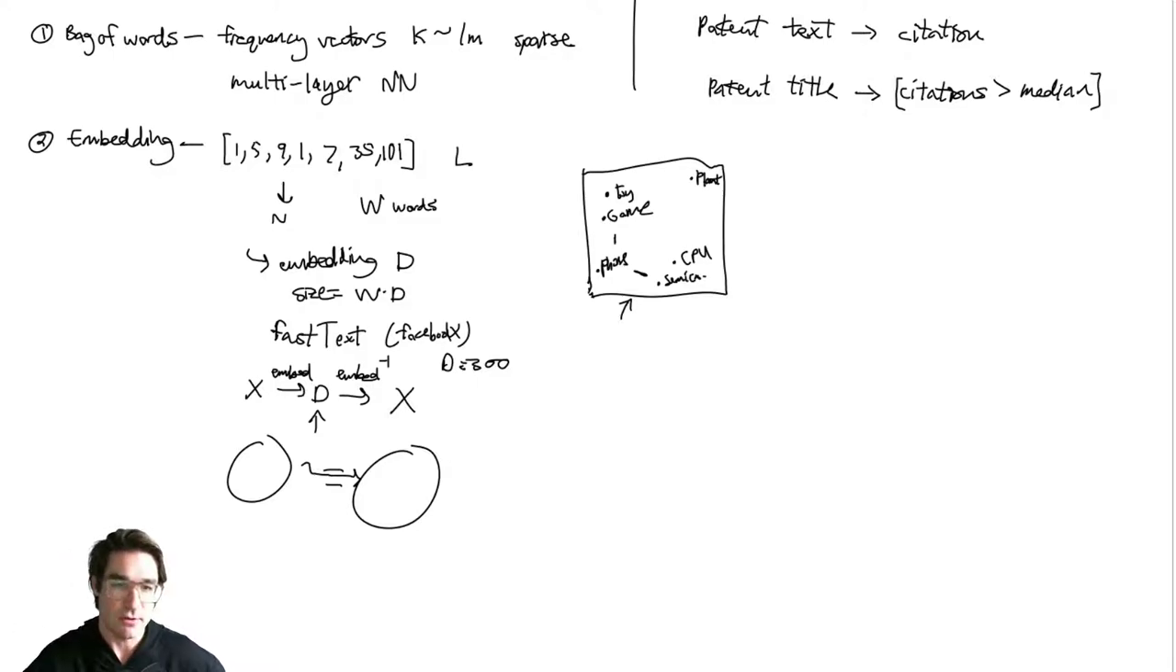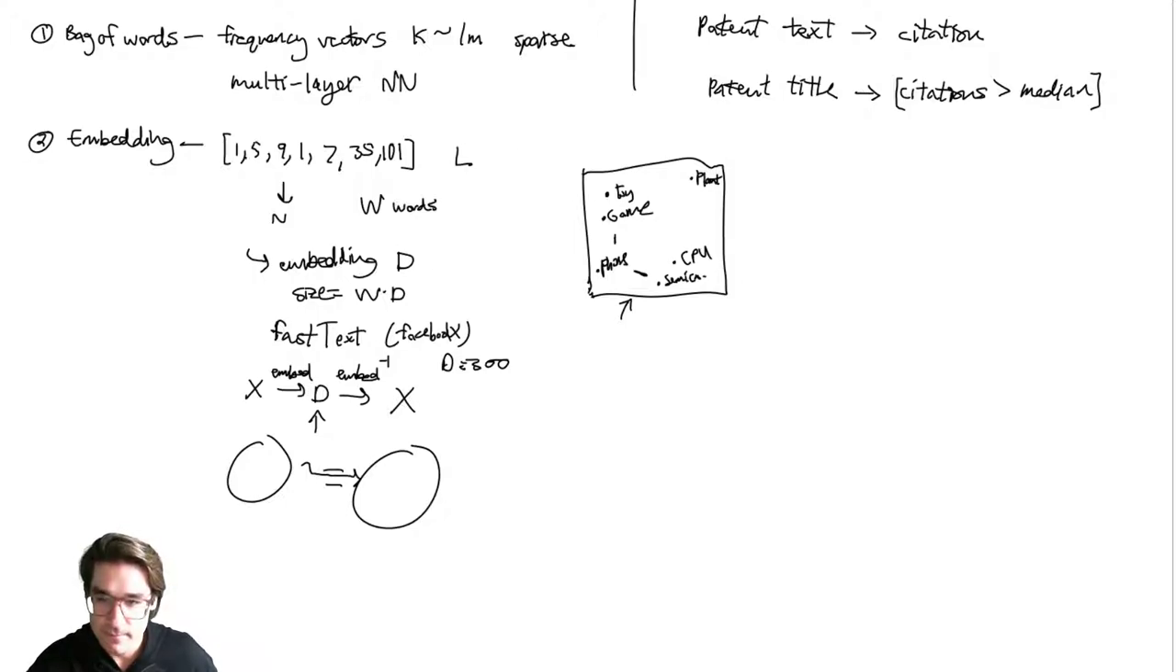Then you can use it. We could use that pre-trained embedding, for instance, or we could train our own. It depends on the application, I think. So that's what we do here, basically.